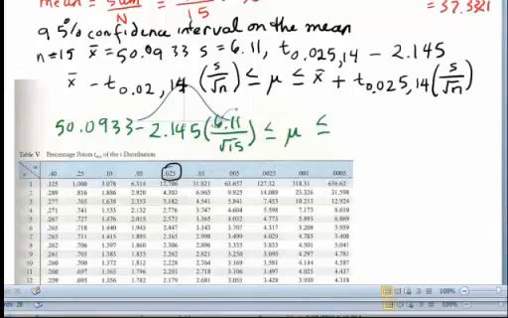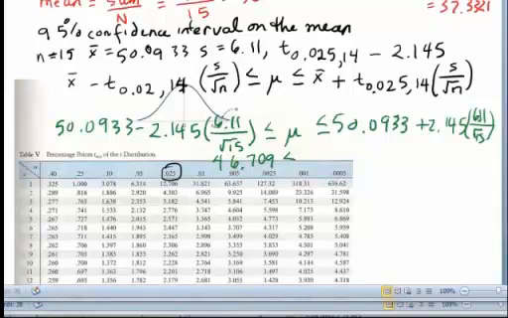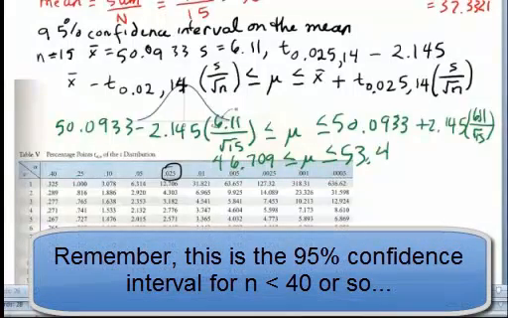It's less than or equal to 50.0933 plus 2.145 times 6.11 over square root of 15. And that simplifies down to 46.709 is less than or equal to mu, is less than or equal to 53.477, and that is our 95% confidence interval.